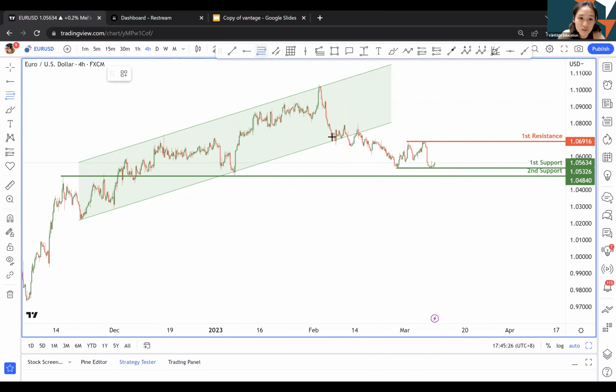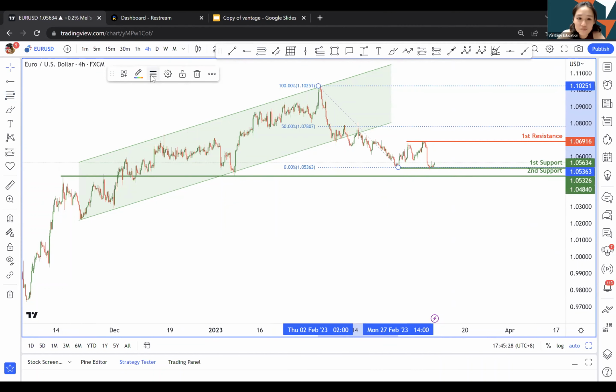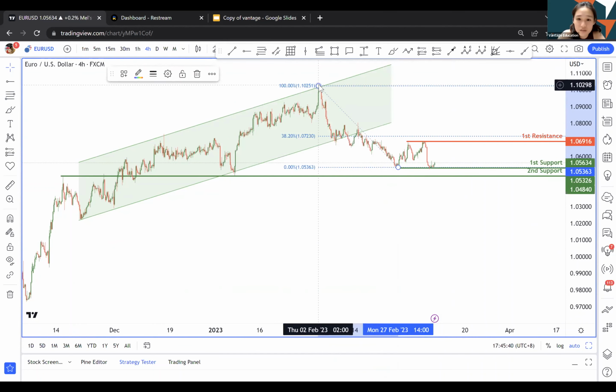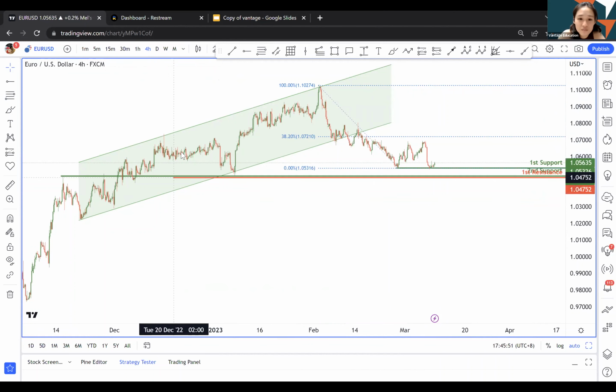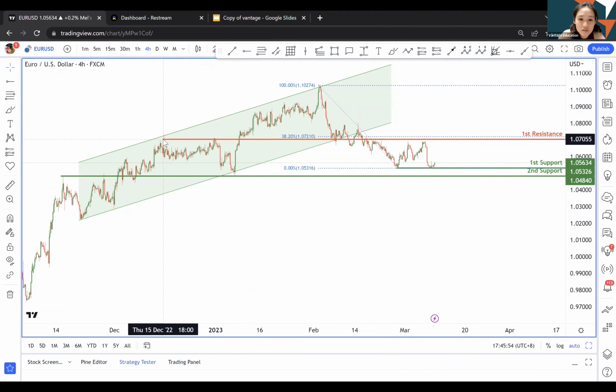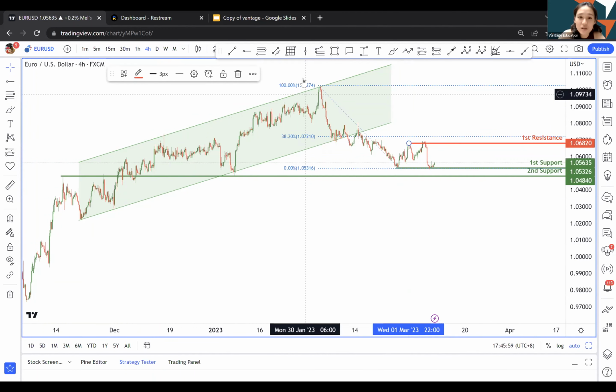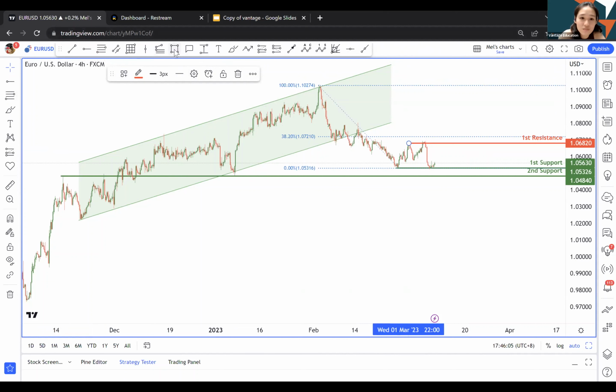Now let's pull out some Fibonacci levels. I can see my 38.2 lines up with my first level of resistance. I'm actually going to highlight this level because we can see that price has tested this level many times before.